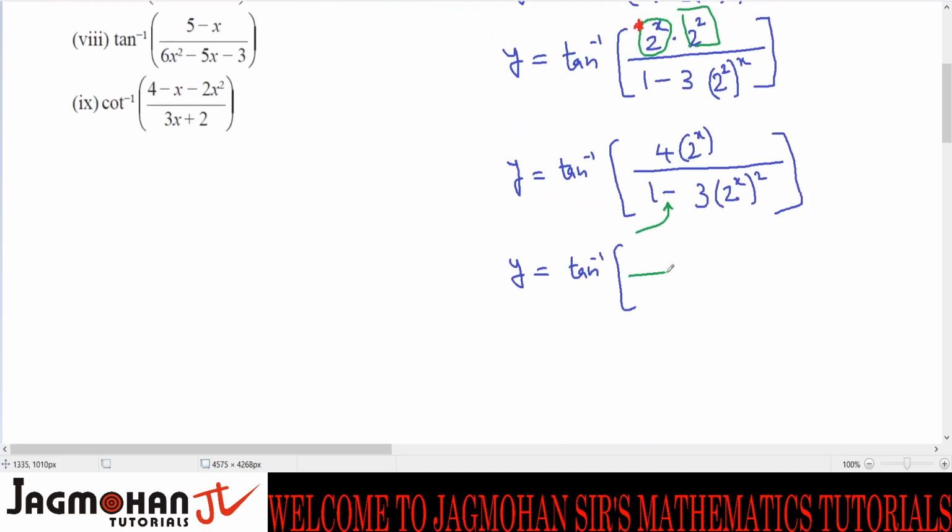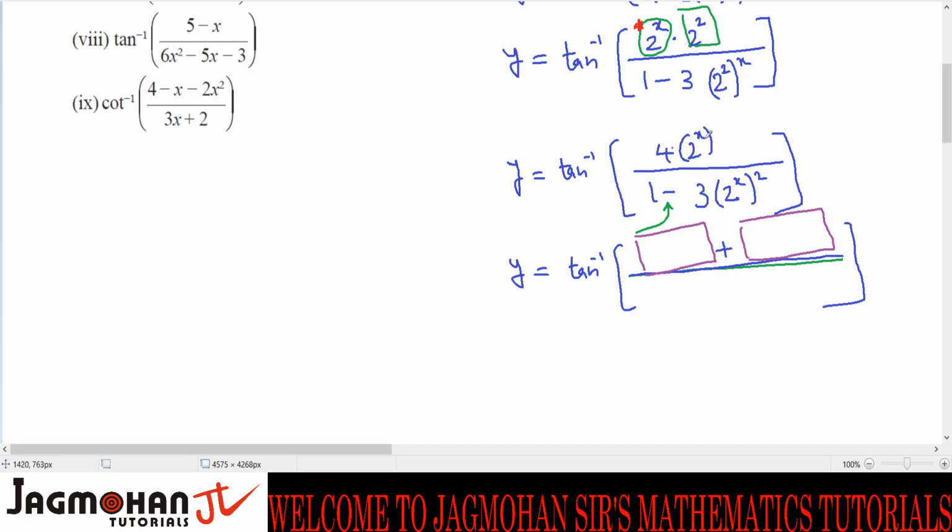Number one, I should be able to write the given numerator 4 times 2 raised to x using a plus sign, in such a way that the product of these two, understand students, this 4 times 2 raised to x, I should be able to write using two terms with a plus sign in between in such a way that the product of these two should get me 3 times (2 raised to x) square. Okay, so see what I do.